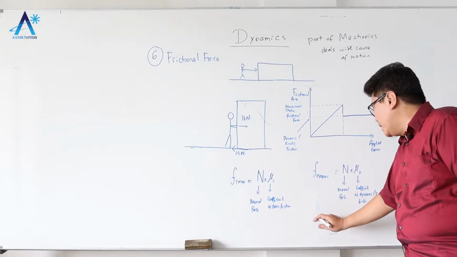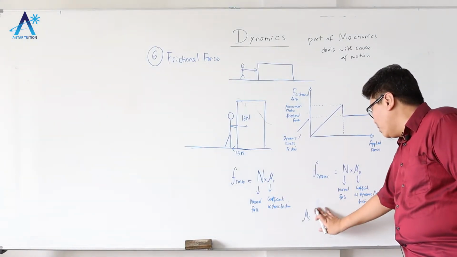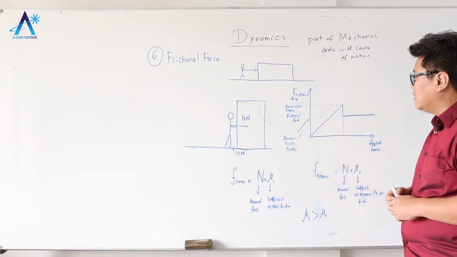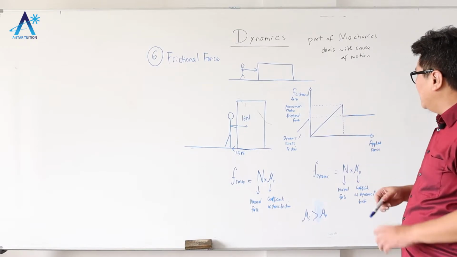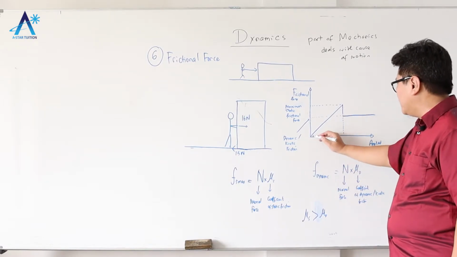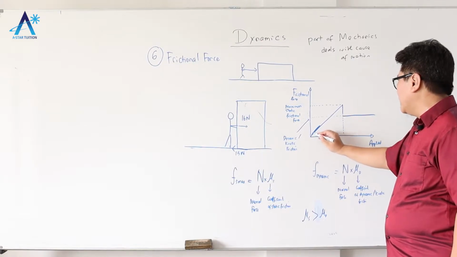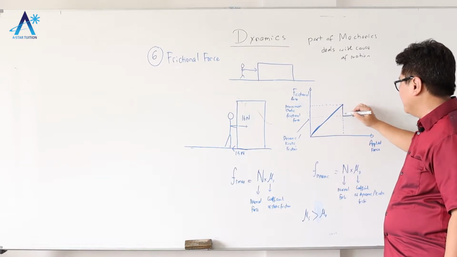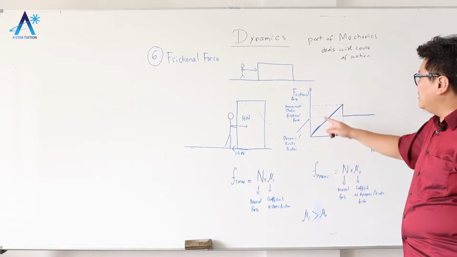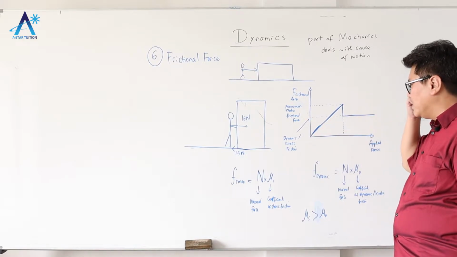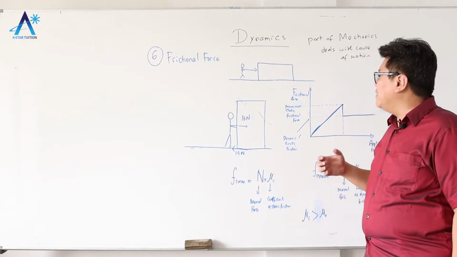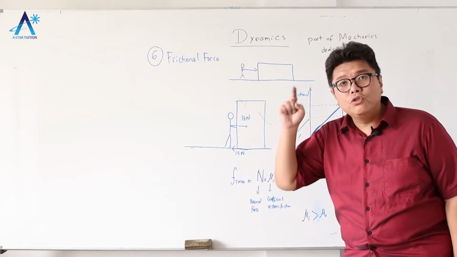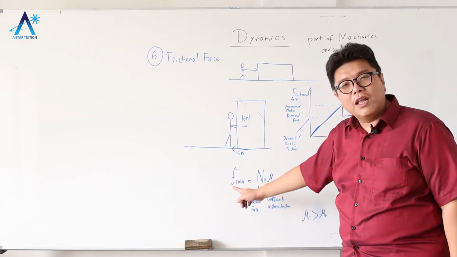The value of mu s is always greater than the value of mu d for the same surface. As you can see here, because of this fact, the value of dynamic or kinetic friction is always less than the maximum static friction. Now please understand that this is the maximum static frictional force, which you can calculate by using this.